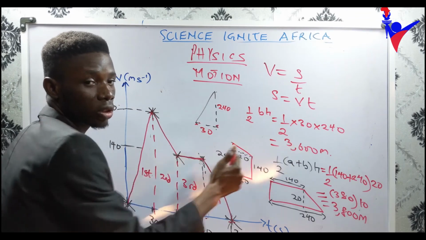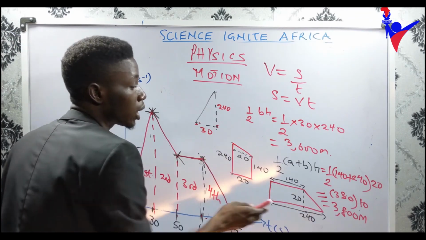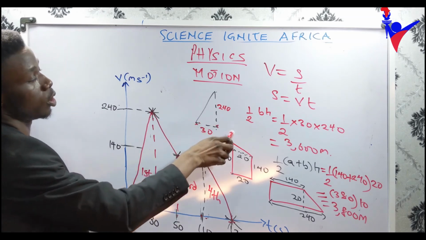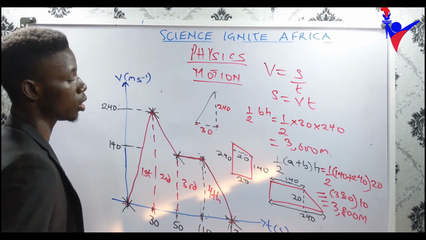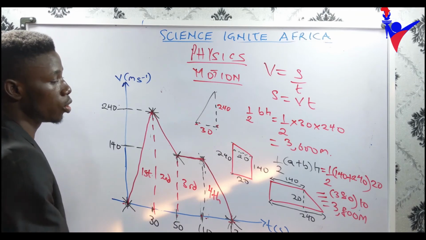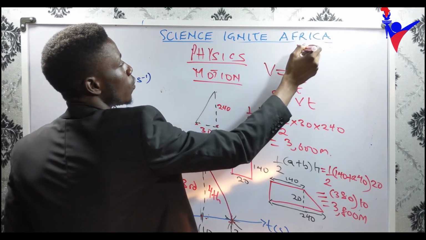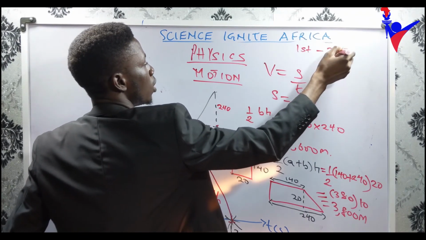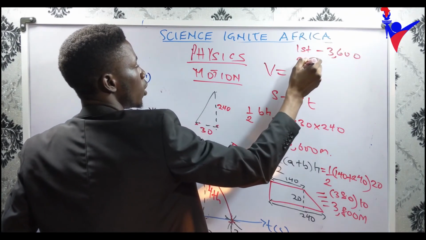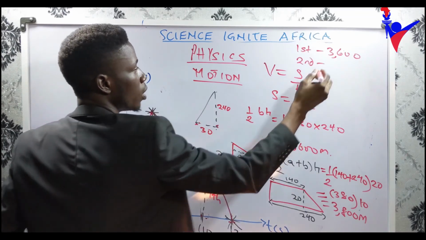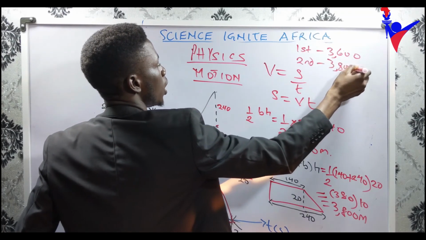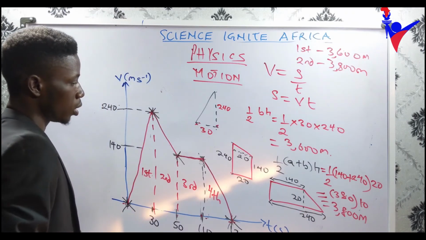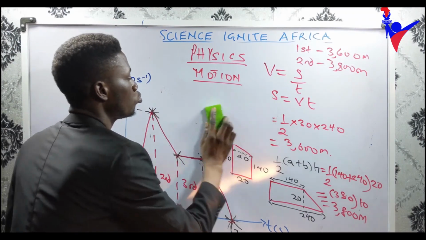Don't forget, we got 3,600 for the first stage, and we have gotten 3,800 for the second stage. Permit me to just write these two values because I'm going to rub these ones off now to get the remaining two stages. So for the first stage, we have 3,600. For the second stage, we have 3,800. Don't forget they are in meters, so I can rub this off now.